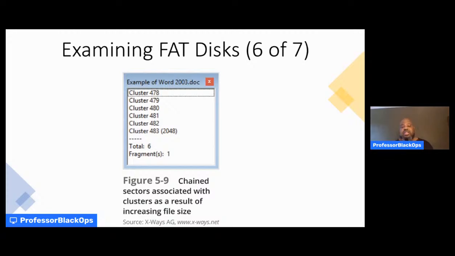So once again, an old term, but when you're doing forensics, that's the stuff you're looking for on the disk to figure out if something is hidden or somebody tried to delete something. So it shows you the chain of sectors associated with the cluster as the file increases, right? 6 total, 1 fragmented.